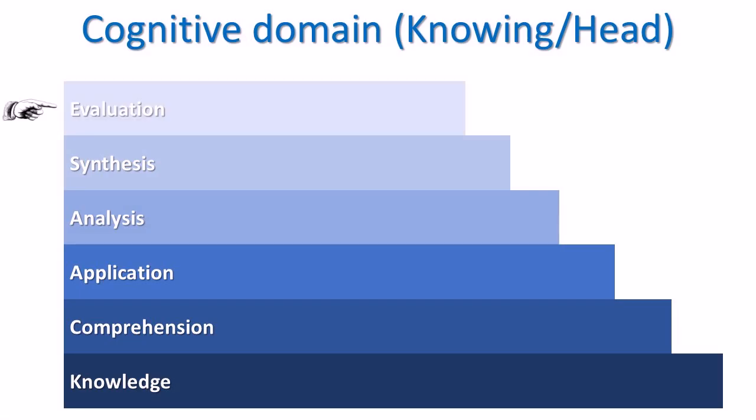Evaluation. It is the highest order skill in the cognitive domain. The evaluation skill allows presenting and defending opinions by making judgments about information, validity of ideas, or quality of work. At this level, knowledge can be reflected upon, allowing for critical thinking.